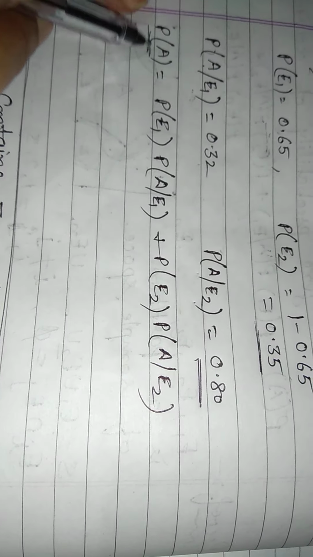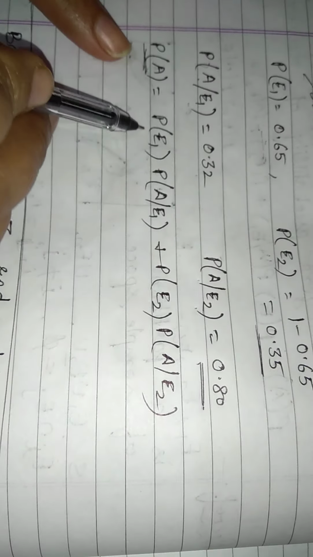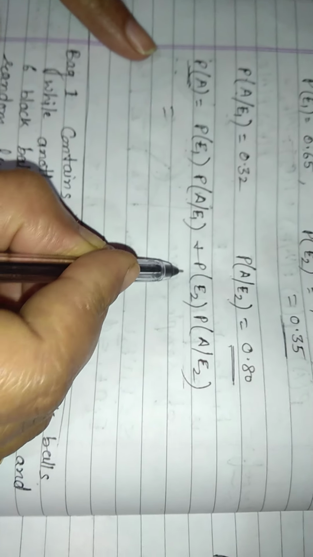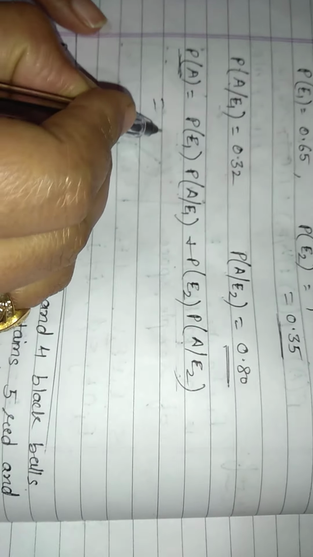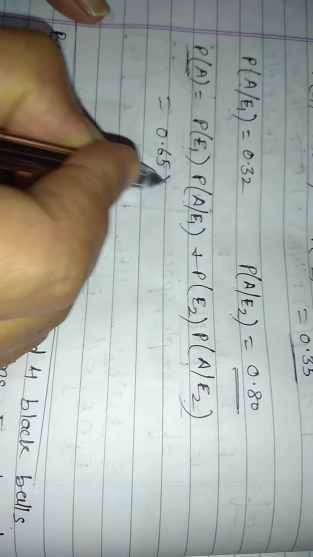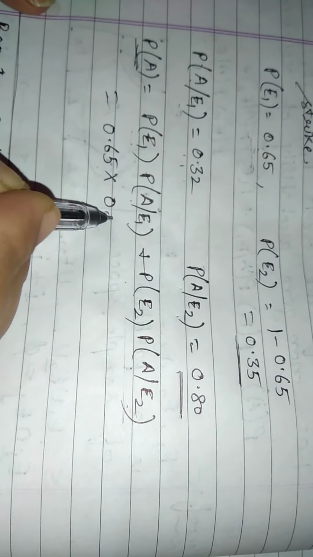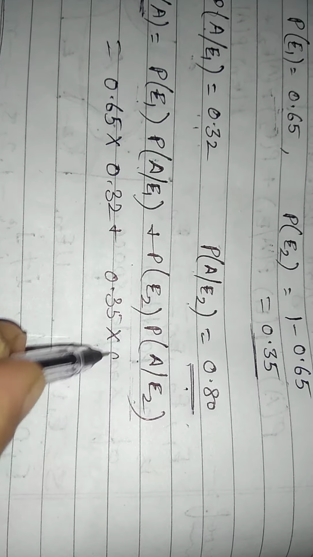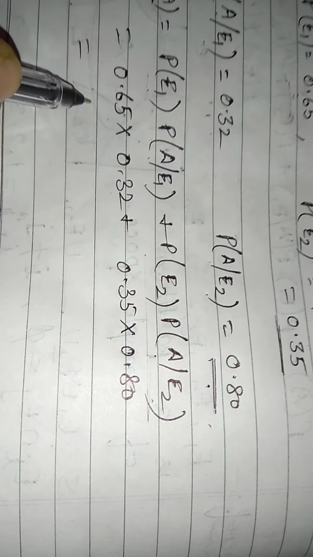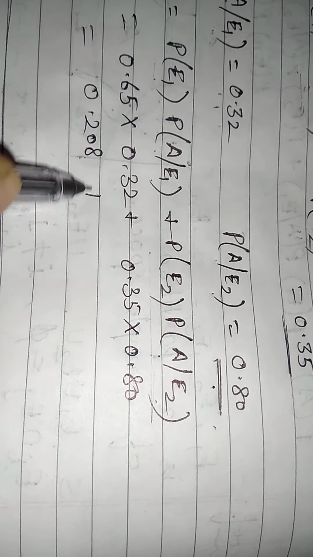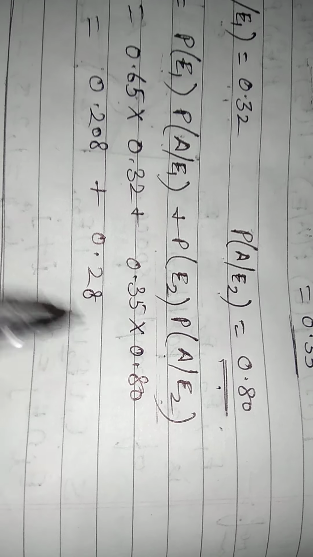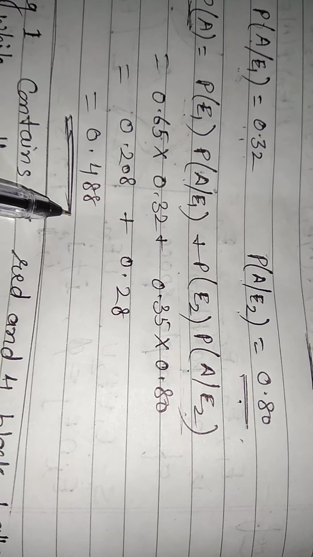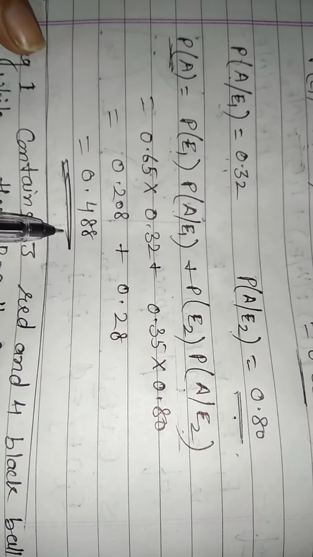Then we have to find the probability of the construction job being on time. So we will use the total probability rule: P(E1) into P(A|E1) plus P(E2) into P(A|E2). What is P(E1)? 0.65. Multiply this with P(A|E1), 0.32, plus P(E2) is 0.35 into P(A|E2) is 0.80. After solving, you will get 0.208 plus this multiplied with this, 0.28. Then the answer will be 0.488. This is the total probability, the probability of the construction job being on time.